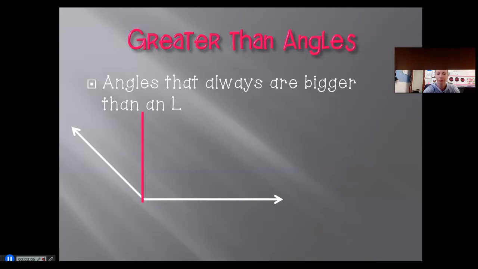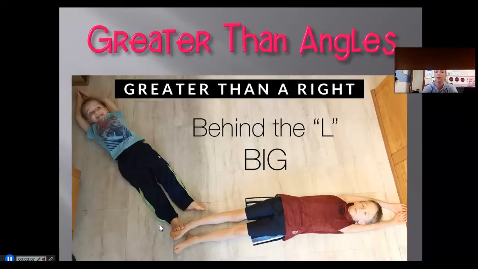So right angles are L's. Acute angles are in front of my face. Greater than angles are going away from my face. So we have three kinds of angles: right angles, acute angles, and greater than angles. Okay? Those are the three types of angles that we will learn about today. Here's a picture of my boys doing a greater than right. Notice that it's behind the L. It is bigger than an L.